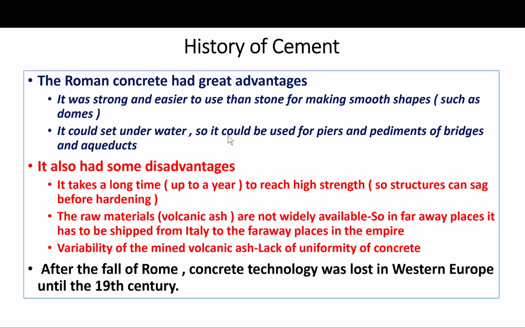The Roman concrete, however, had some disadvantages. First, it takes a long time, maybe up to a year, to reach high strength, so the structures can sag before fully hardening. And again, the raw material, which is the volcanic ash, is not widely available. So in faraway places, it had to be shipped from Italy to the faraway places in the empire, which was not really very convenient. And again, the variability of the mined volcanic ash caused this concrete to lack uniformity.